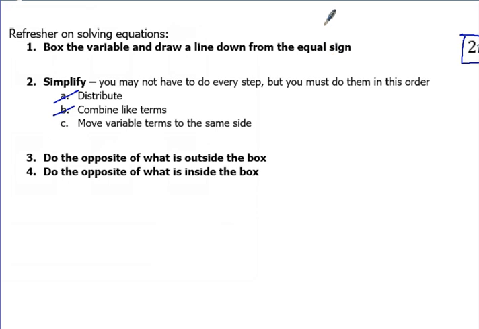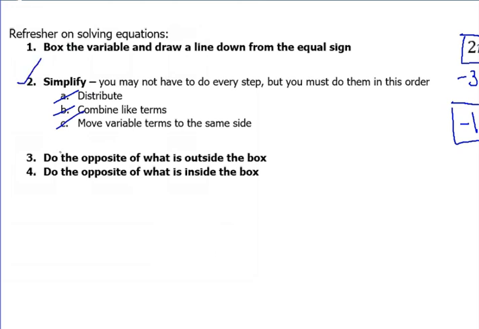So I have a positive 3m over here. I'm going to do the opposite and subtract 3m. So 3m minus 3m is 0, and that leaves me with just negative 31 over here. On the left side, 2m minus 3m would be negative 1m, and then I bring down that plus 12. So I still have my variable, and now I've done everything in step 2.